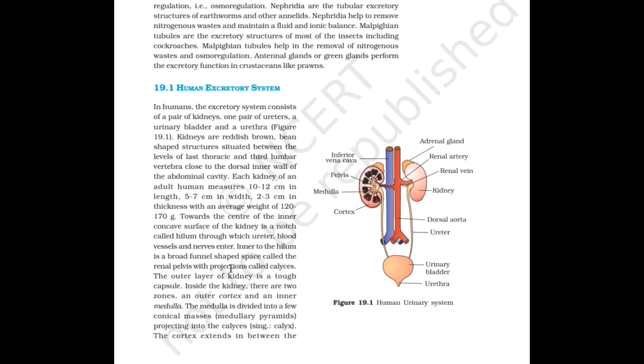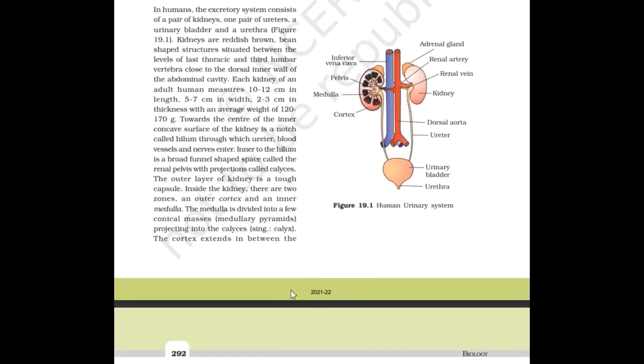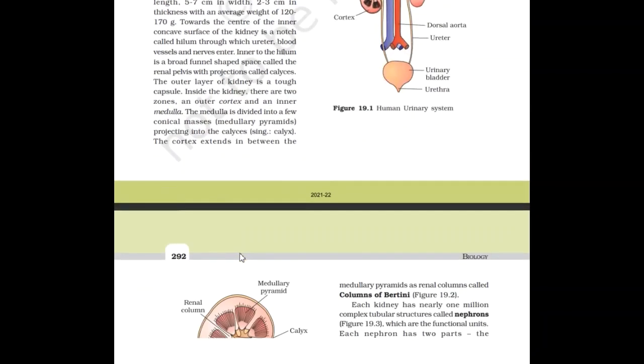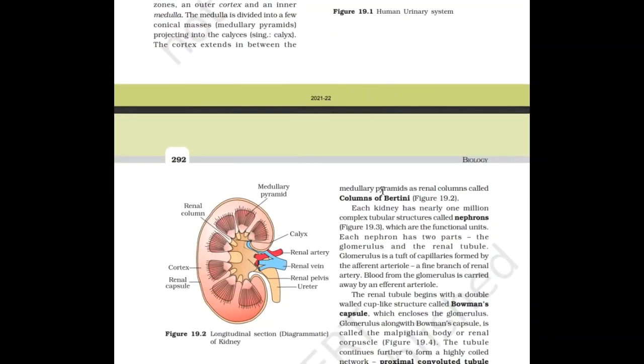Inner to the hilum is a broad funnel-shaped space called the renal pelvis with projections called calyces. The outer layer of the kidney is a tough capsule. Inside the kidney there are two zones, an outer cortex and an inner medulla. The medulla is divided into a few conical masses, the medullary pyramids, projecting into calyces, singular calyx. The cortex extends in between the medullary pyramids as renal columns, called columns of Bertini.